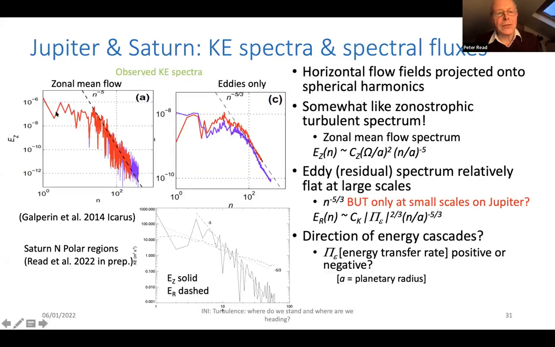And this shows clear evidence of the k to the minus 5 kind of spectrum of the purely zonal flow, but the spectrum for the eddy field is rather more complicated, though there is some evidence of a k to the -5/3 segment on both Jupiter and Saturn. But what about the direction of the energy cascades on Jupiter?